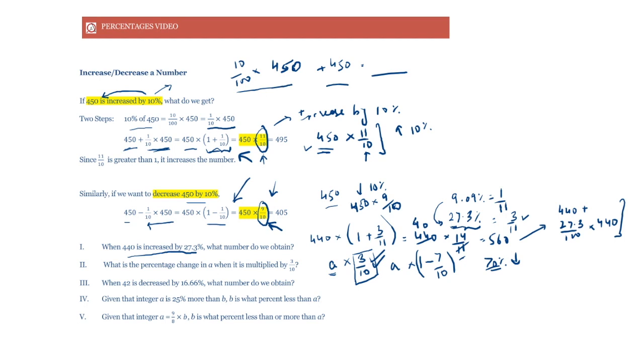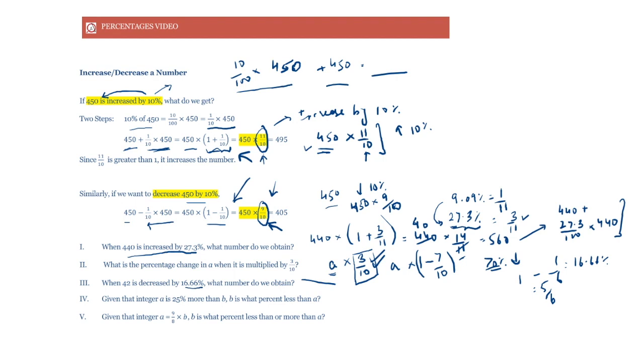All right, when 42 is decreased by 16.66%, if you remember, we discussed that 1 upon 6 is 16.66%. So this is 1 by 6. There is a decrease of 1 by 6, which means that our multiplying fraction would be 5 by 6. 1 minus 1 by 6 will be equal to 5 by 6. So 42 will be multiplied by 5 by 6.